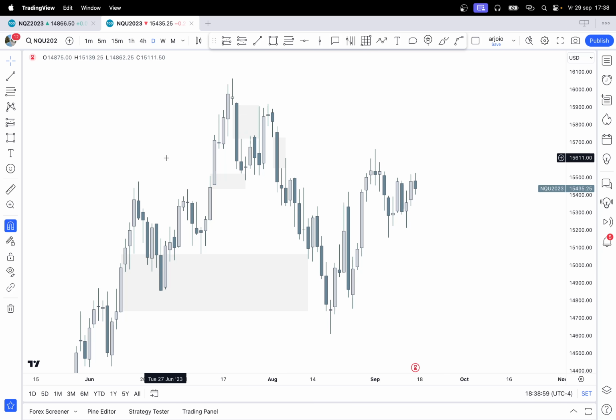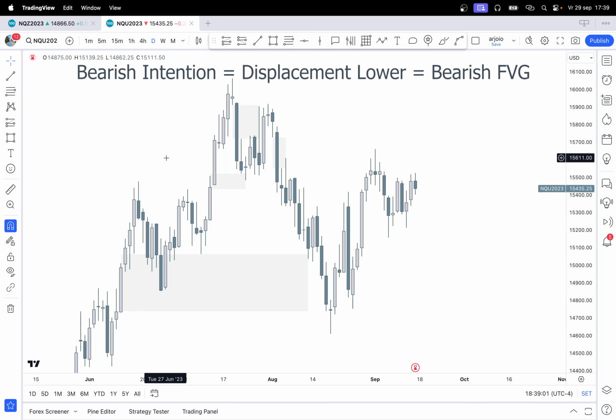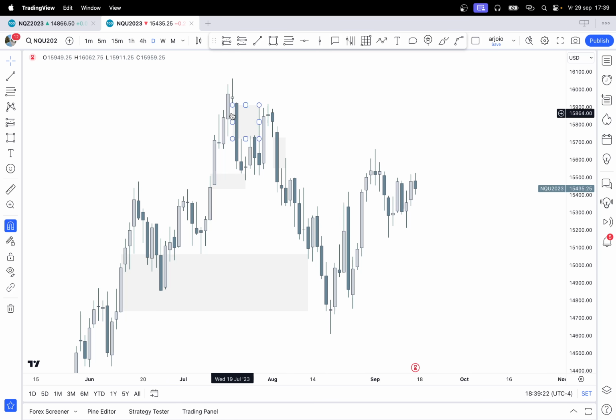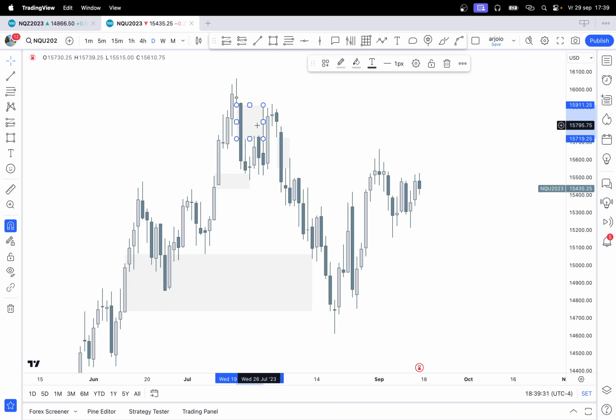What is clear bearish intention? Clear bearish intention is displacement. What is displacement? Displacement is a fair value gap. What is a fair value gap? A fair value gap is a 3-candle pattern. So we have everything defined right there. So we have this bearish fair value gap lower that is disrespecting that fair value gap right there. And then it's also showing early signs of disrespect of that fair value gap right there. Now we have this bearish fair value gap right there.